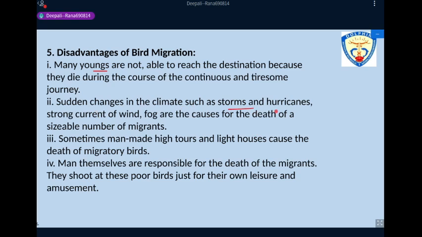Then the second disadvantage could be sudden changes in the climate, such as storms, or hurricanes in their route. So these strong currents of wind, fog, etc., cause what? Death of a sizable number of migrants.